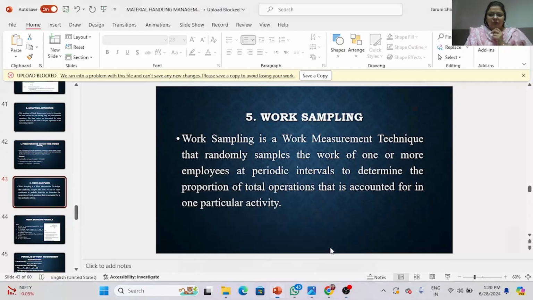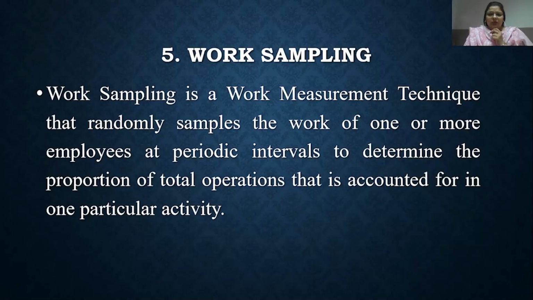So here we do the work sampling. Work sampling is a work measurement technique that randomly samples the work of one or more employees at periodic intervals. Here we will collect some samples of the workers or employees, and we will check the efficiency of the worker at periodic intervals. We will make some intervals, and then we check how much time has been allotted, what products are going to be produced, and whether the worker is working efficiently or not.